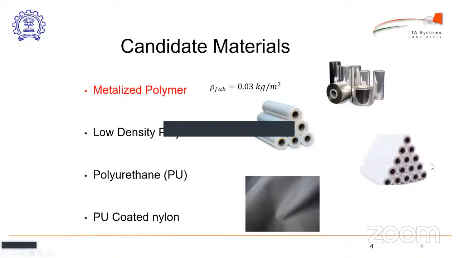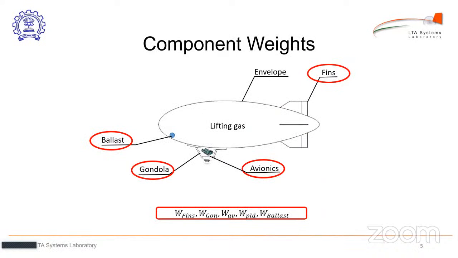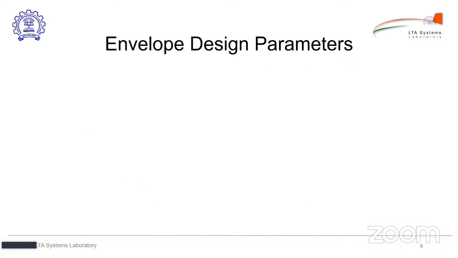Now again, don't ask us why have you chosen this material. We have already discussed a lot based on availability, based on our past experience. You are welcome to use any material that you think is suitable. For the envelope, there are other things like the fin weight, the weight of the gondola, the weight of the avionics, the weight of the payload, and the weight of the ballast, apart from the envelope. So we are going to have a look at the numbers for all of these, and I would request you to do the calculations with me as I go ahead.